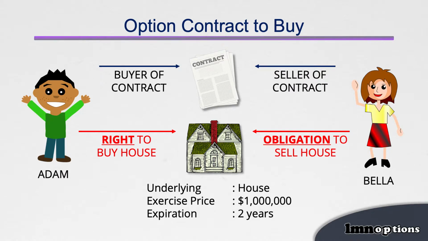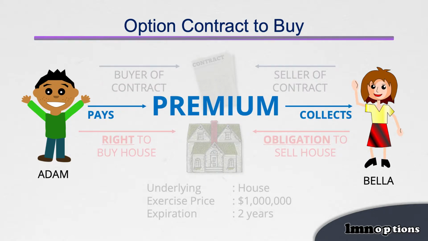So we're going to revisit our example about the options contract to buy the house. Adam, as the owner of the option contract to buy the house, has the right to buy the underlying, which is the house, at the exercise price of $1 million before the expiration of the contract in 2 years. Bella, as the seller of the contract, has the obligation to sell it to Adam if he chooses to exercise it at those particular terms. And for these rights, Adam pays a premium to Bella, who collects the premium for the obligation.